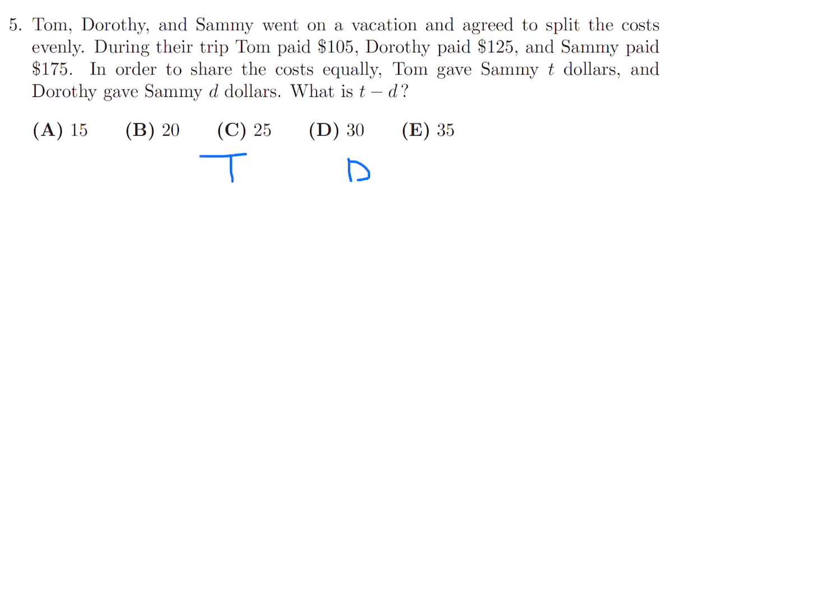We have Tom, Dorothy, and Sammy, and their expenses are $105, $125, and $175. So to equalize this, Tom spends a little bit more money in the form that he gives it to Sammy. So he's going to spend T dollars more, but that money is really just going to Sammy. So that means that Sammy's expenses have gone down a little bit. He's been given some money, because remember, these numbers represent their expenses or their costs.